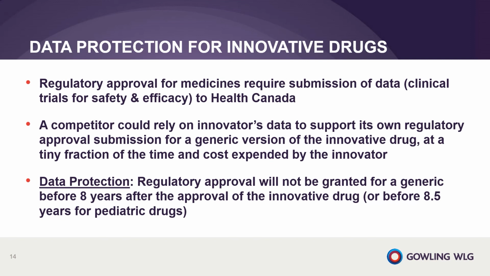Regulatory approval of a generic drug will not be approved for sale before 8 years after the approval of the innovative drug. This term is extended a further 6 months for pediatric drugs. Considering that the patent term is generally 20 years, and it can take 12 or more years to bring a drug to market when accounting for clinical trials, this data protection regime provides protection against competitors rapidly piggybacking off the clinical trial data generated by the innovator company, and therefore rapidly entering the market once the innovator's patent term expires, which may only be a few years once the drug is approved.